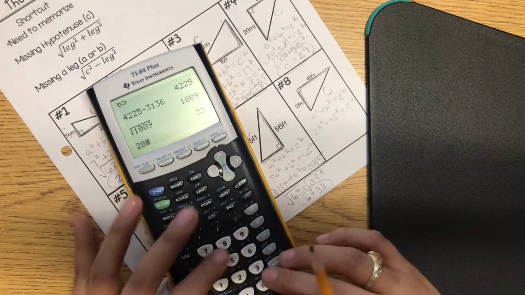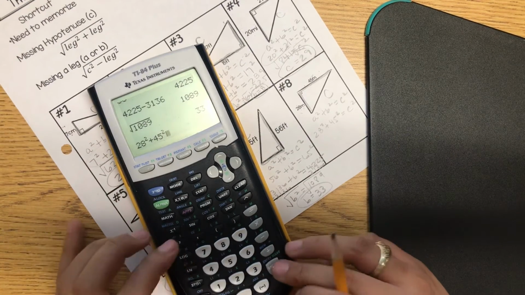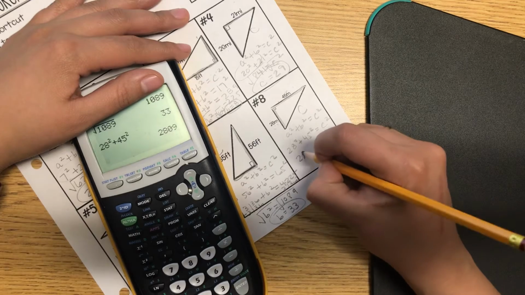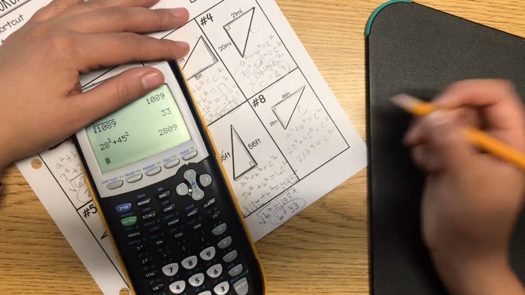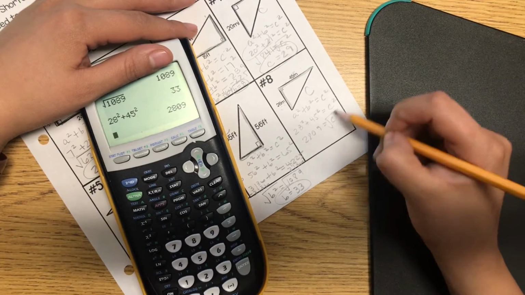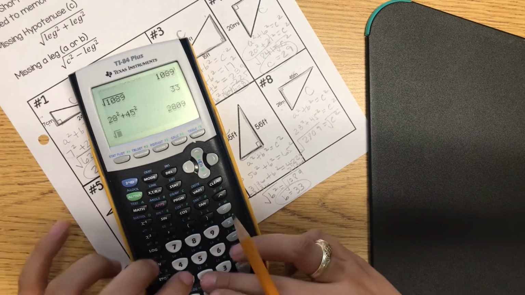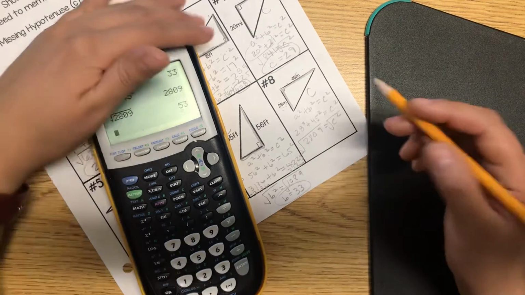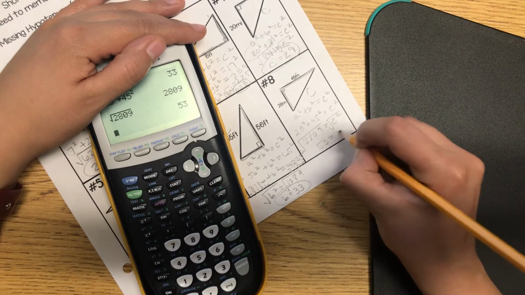I'm going to clean up this left side. So I have 2,809 equals C squared. Now this is not quite my answer because I got to take the square root of that. The square root of 2,809 is a whopping 53.